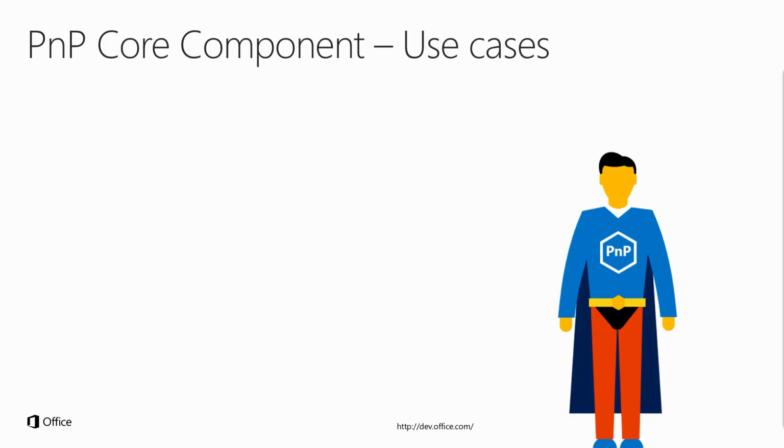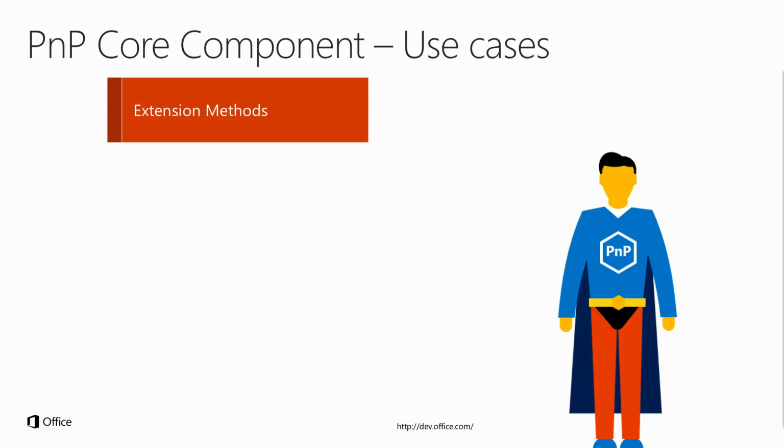So what is actually the PnP core component? What are the use cases, and what is it actually providing? The key capability of the PnP core component is that it provides extension methods, so simplifications of using the client-side object model for SharePoint Online or on-premises. We will have an example of this coming up in the following slides. But what it essentially means is that the PnP core component increases the productivity of developers by simplifying client-side object model methods and operations.